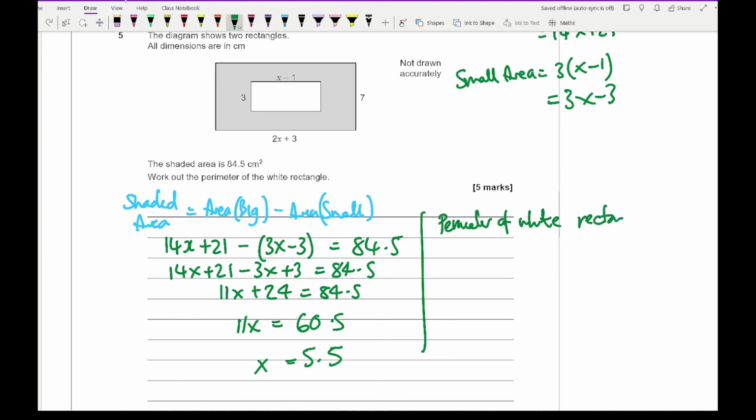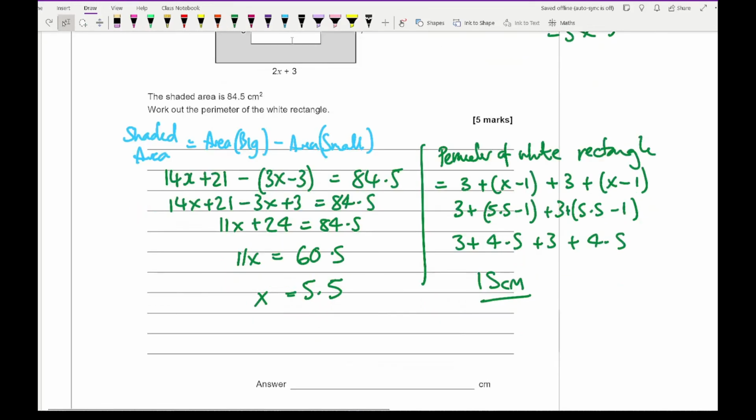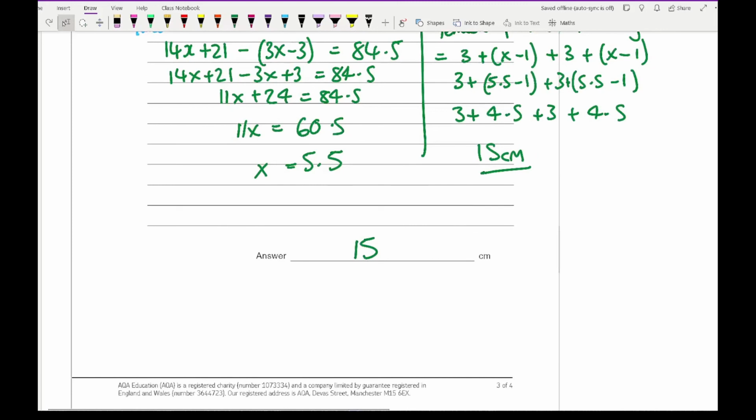So the perimeter of the rectangle is going to be equal to 3 plus x minus 1 plus 3 plus x minus 1. Now if x is 5.5, I've got 3 plus 5.5 minus 1 plus 3 plus 5.5 minus 1. So that becomes 3 plus 4.5 plus 3 plus 4.5. So I get 9 plus 6, which is 15 centimetres. So then the perimeter of the white rectangle is going to be 15 centimetres.